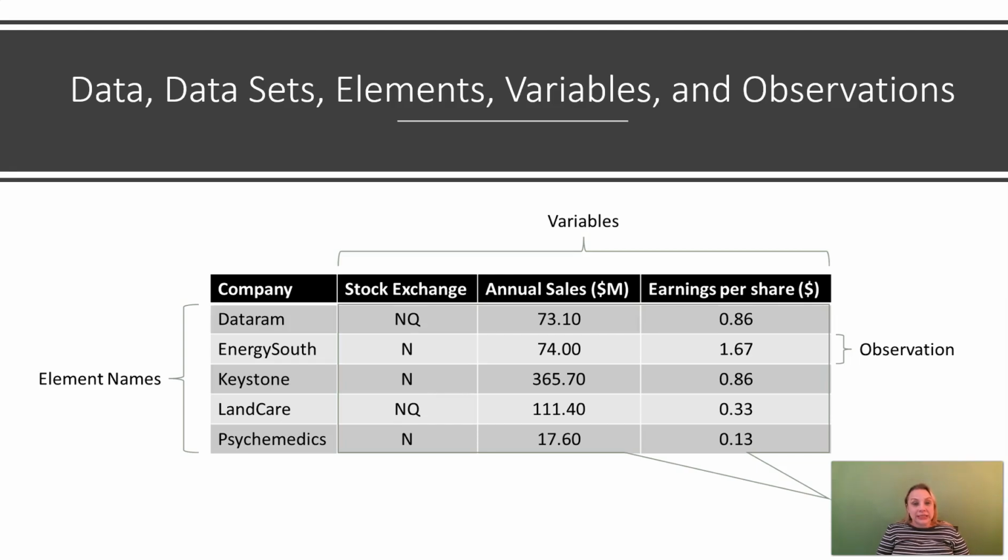So when we look at this in a data set, we see our element names. In this case, it's going to be our list of companies. Our variables that we're going to use are stock exchange, annual sales, and earnings per share. An observation would be the stock exchange value, the annual sales, and the earnings per share for Energy South. And then your data set is everything inside all of those observations for each of the elements, for each of the companies.